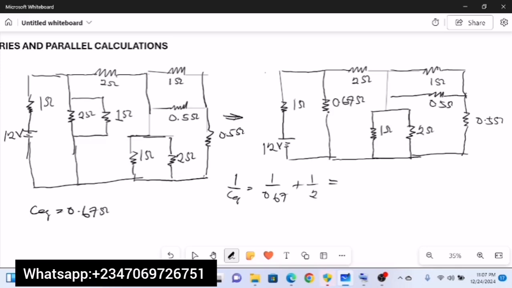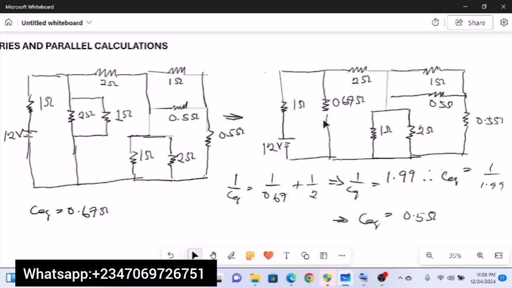So 1 over R equivalent is equal to 1 over 0.67 plus 1 over 2. This gives us approximately 1.99. Therefore, if you make R equivalent the subject, it becomes 1 over 1.99. So the equivalent resistance between those two becomes 1 divided by 1.99, and that gives us approximately 0.50 ohms. So the equivalent resistance between those two is simply 0.5 ohms.